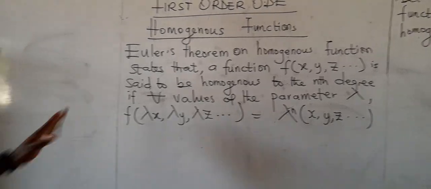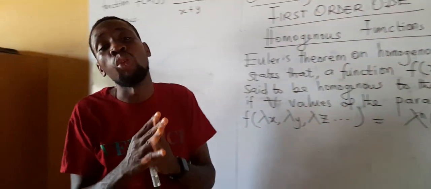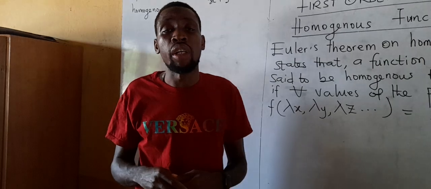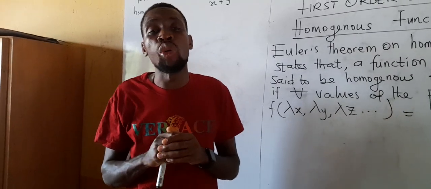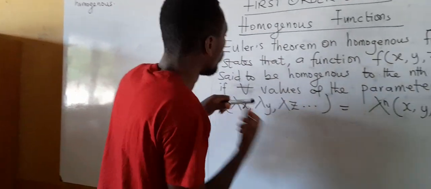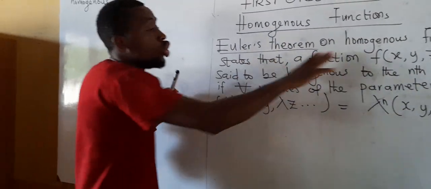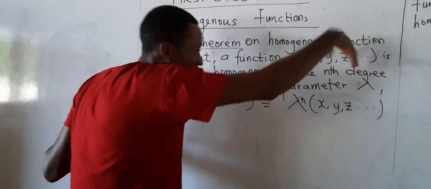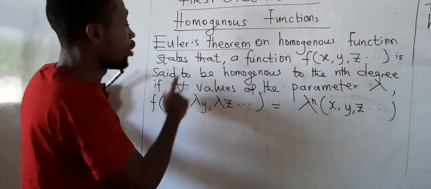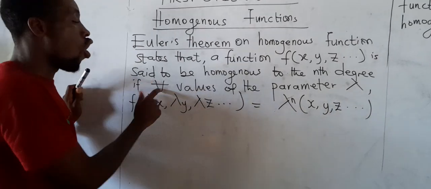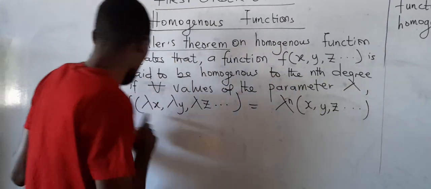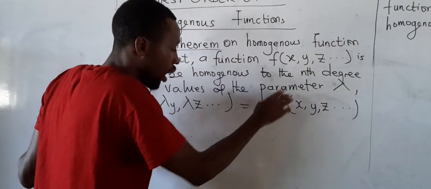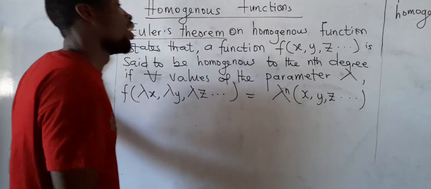As I told you, we will learn how to determine if a function is homogeneous. Then, if a differential equation is homogeneous, we'll be able to identify it. We are going to borrow a very essential theory, Euler's theory. Euler's theory on homogeneous functions states that a function f which is dependent on two or more variables, that's x, y, and continuous, is said to be homogeneous of the nth degree if for all values of the parameter lambda, f of lambda x, lambda y, lambda z and so on is equal to lambda to the power n times f of x, y, z.